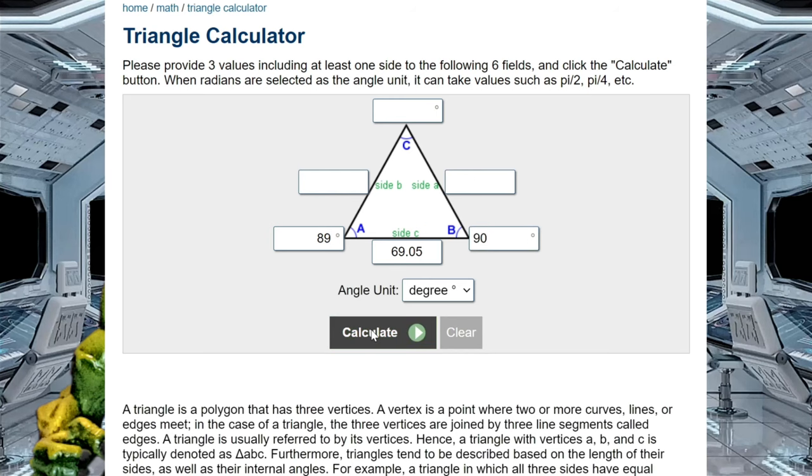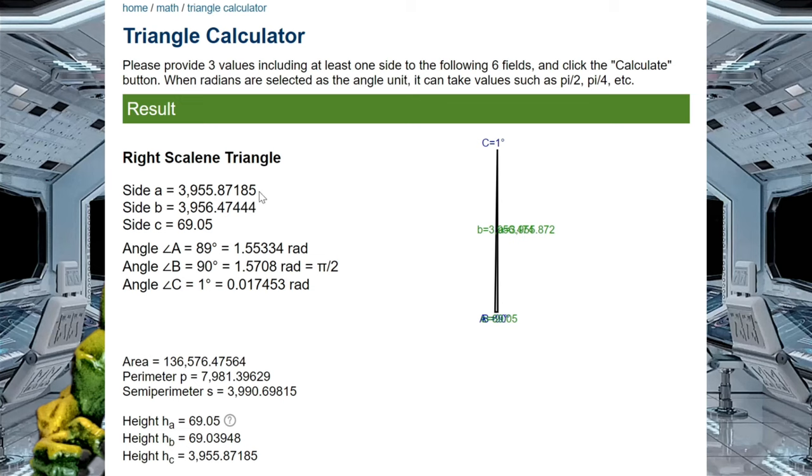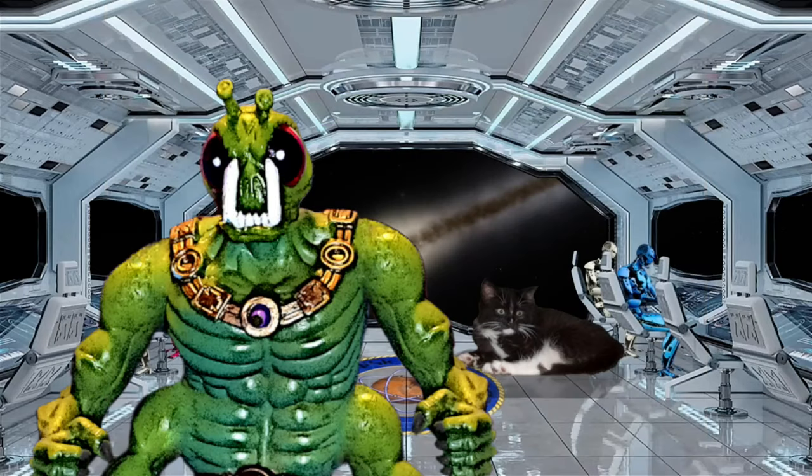The completed triangle gives us 3,955.87 miles for the height of the sun above a flat, planar Earth using perfect triangles, or 3,956 miles. See? Flat Earth and triangles! If you flat earthers want to cry foul, guess what?